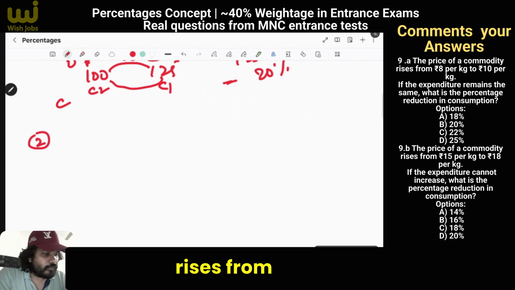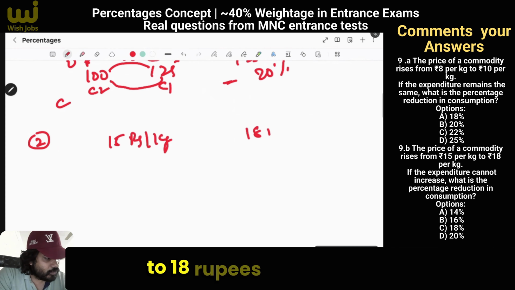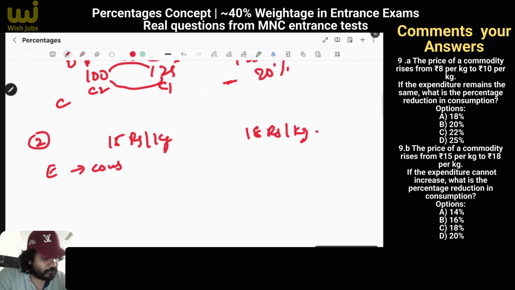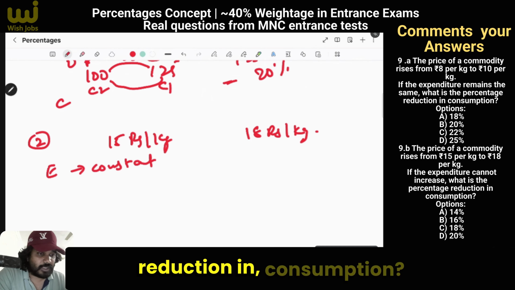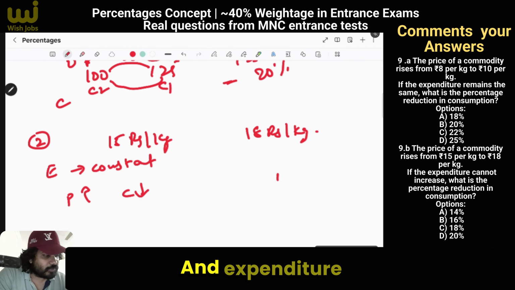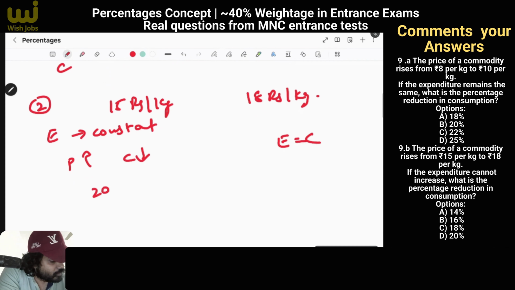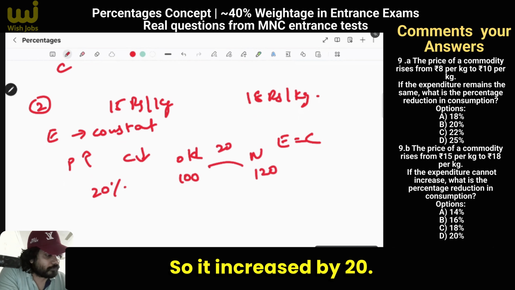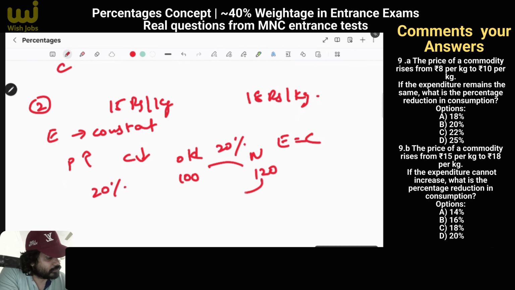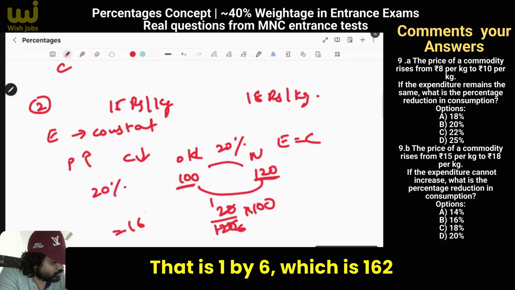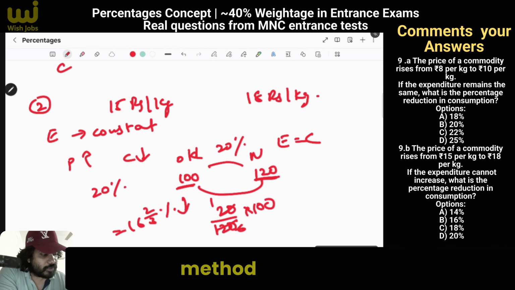The price of the commodity rises from 15 rupees per kg to 18 rupees per kg. If the expenditure cannot increase, that means expenditure is constant, what is the percentage reduction in consumption? When the price increases, consumption decreases, and expenditure is constant here. So from 15 to 18, it increased by 3 rupees per kg, that is 20 percentage. That means when the old price is 100, the new price became 120. So it increased by 20. Okay, 20 percentage. So consumption is, previously it is 120 and now it is 100. So 120 minus 100 is 20, divided by 120 into 100, that is 1 by 6, which is 16 2 by 3 percentage decrease. This is the first method of doing it.